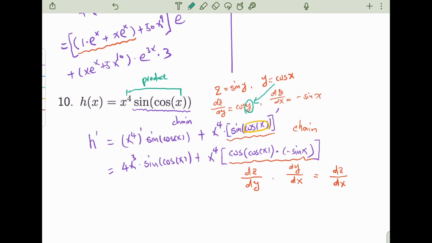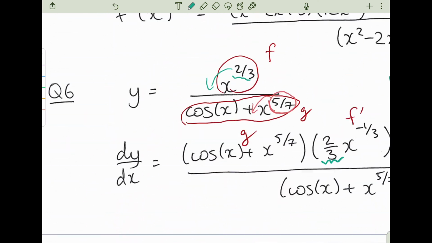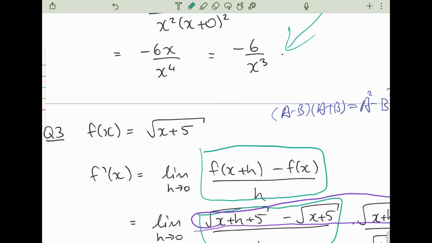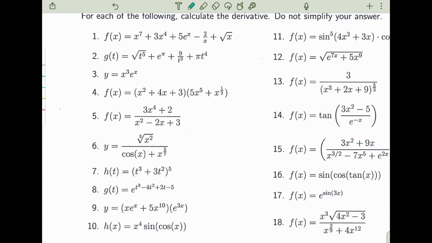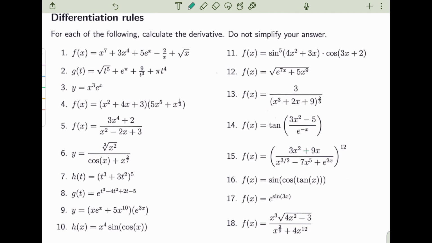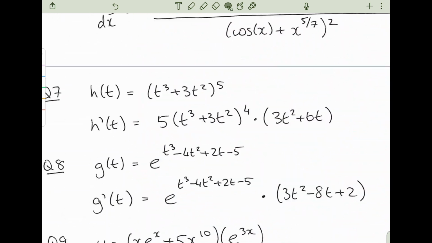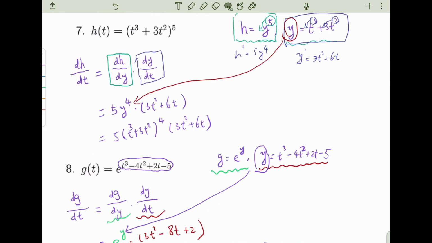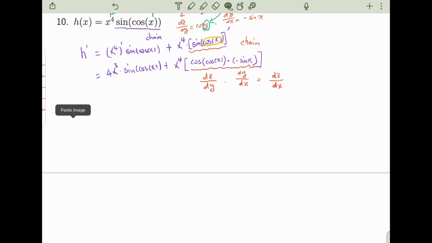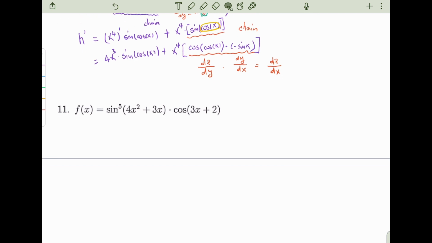Chain rule is complicated. Now moving on to 11. It reminds me about Stranger Things. Now we have this: sine to the 5 of this expression times cos of this expression, right?